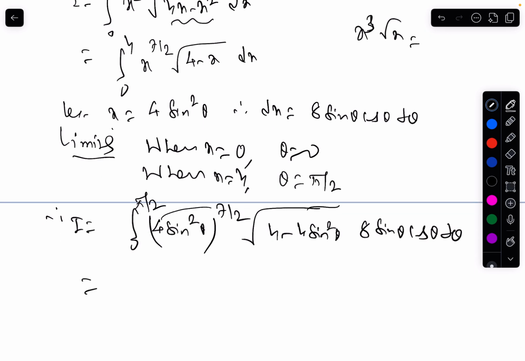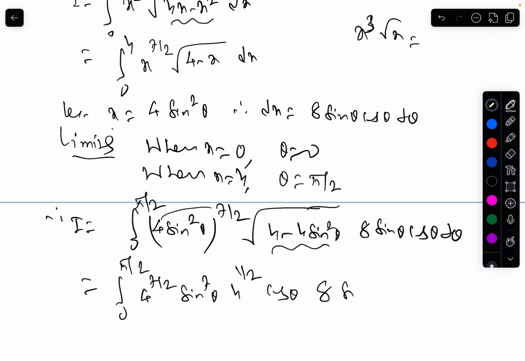Now this is 4 power 7 by 2, this is sine power 7 theta. Here root 4 power 1 by 2 outside, 1 minus sine square theta. So that is cos square theta, and root of cos square theta is cosine theta. Then 8 sine theta cosine theta d theta.